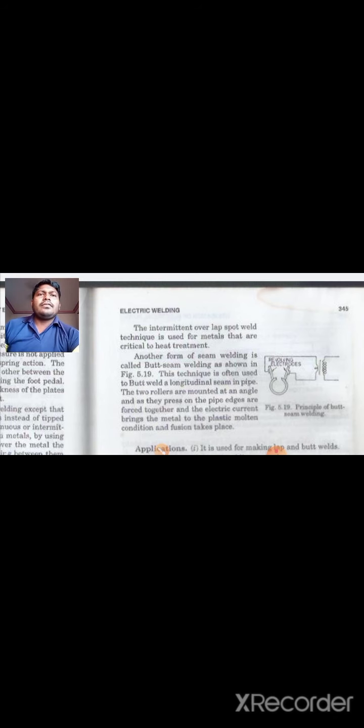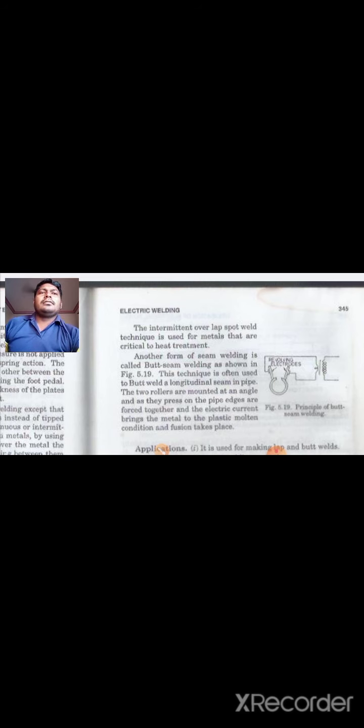This technique is often used to butt weld a longitudinal seam in pipe. The two rollers are mounted at an angle, and they press on the pipe edges, which are forced together, and electric current brings the metal to the plastic molten condition.